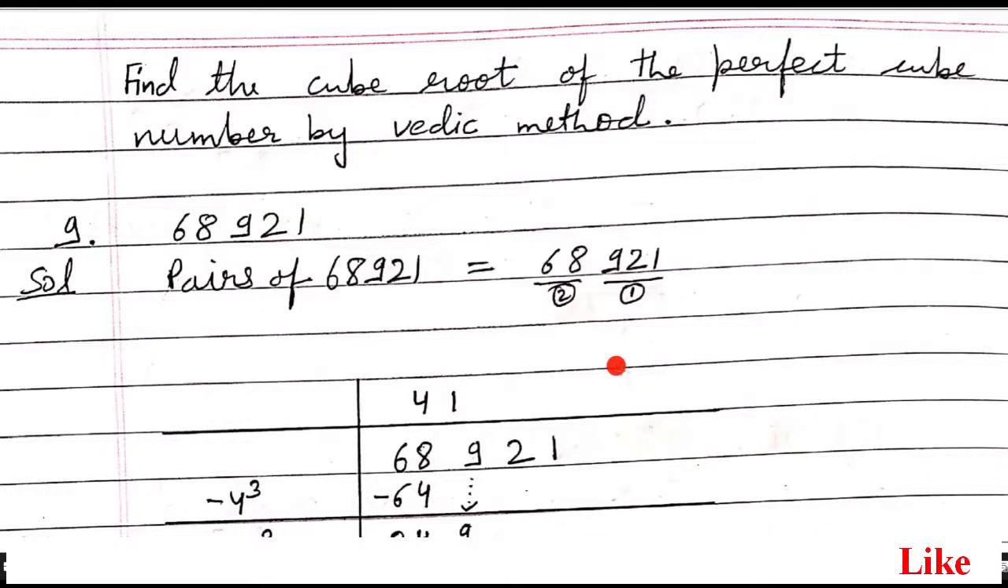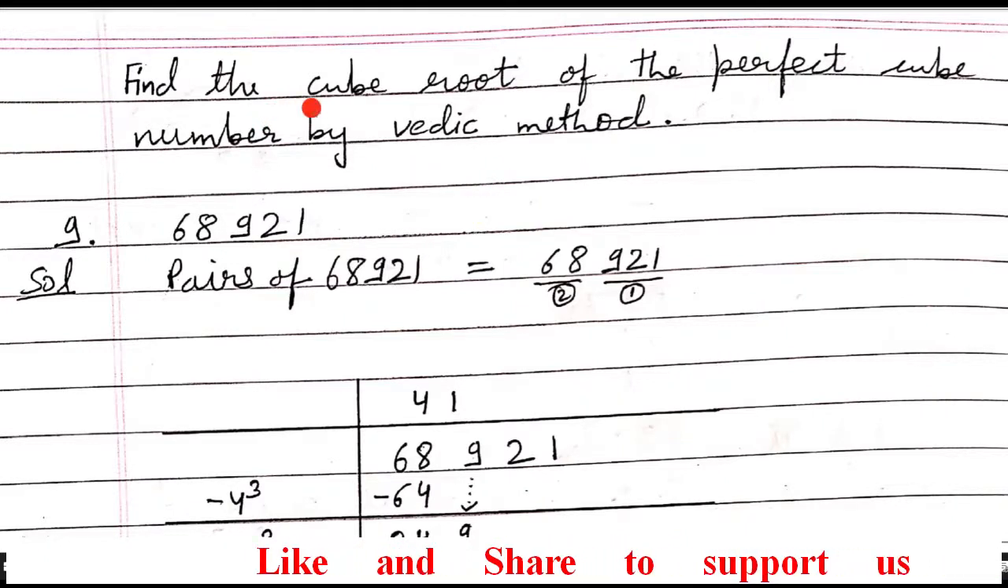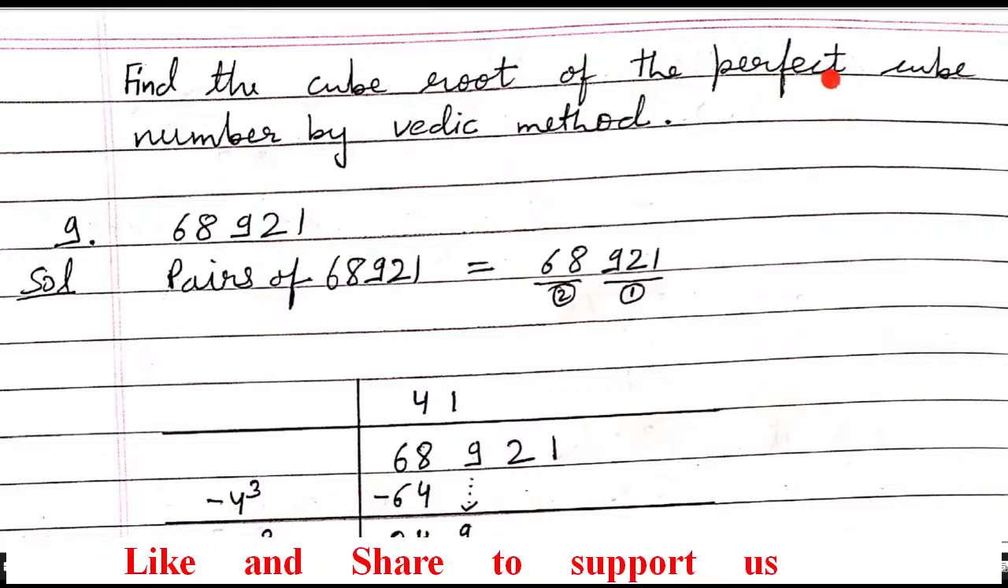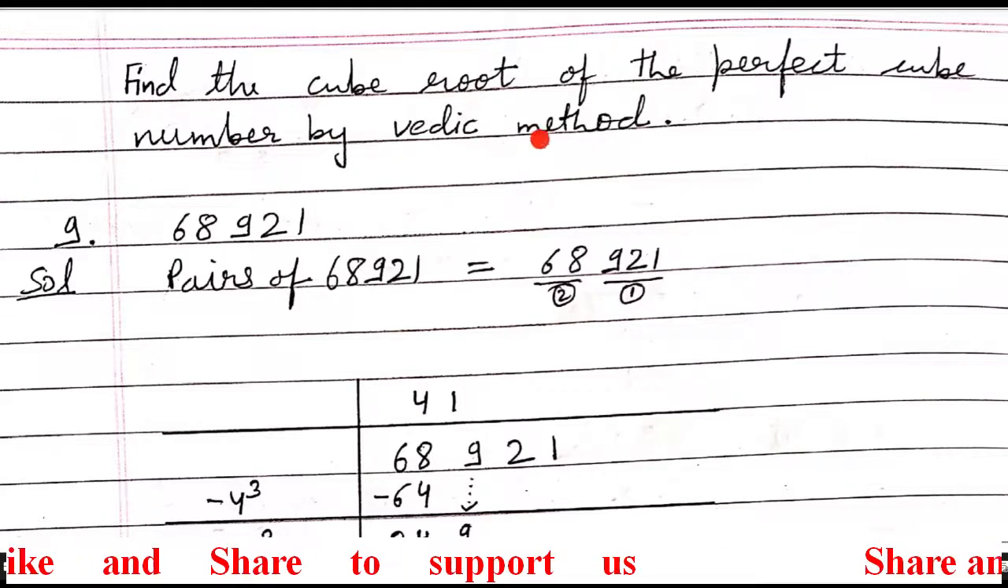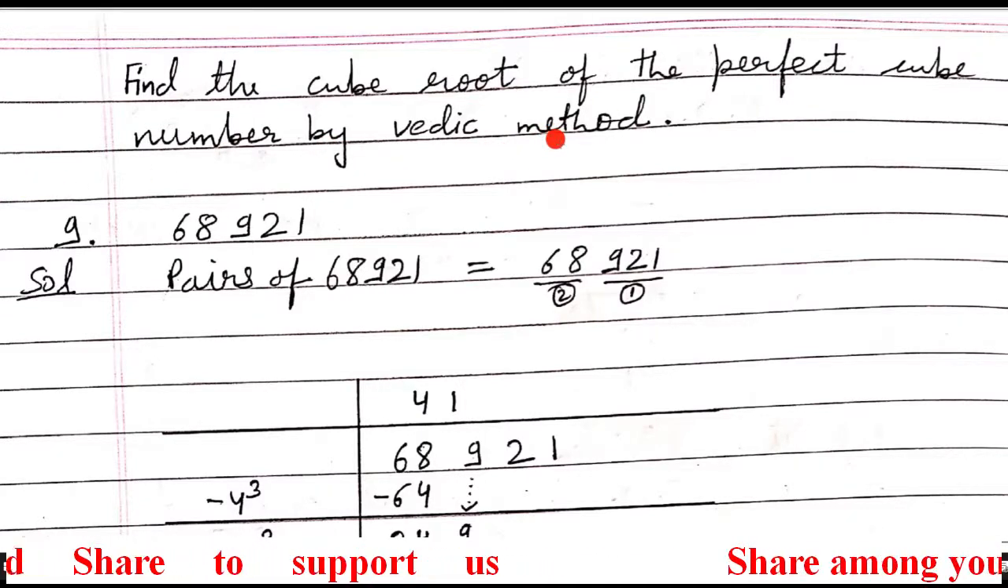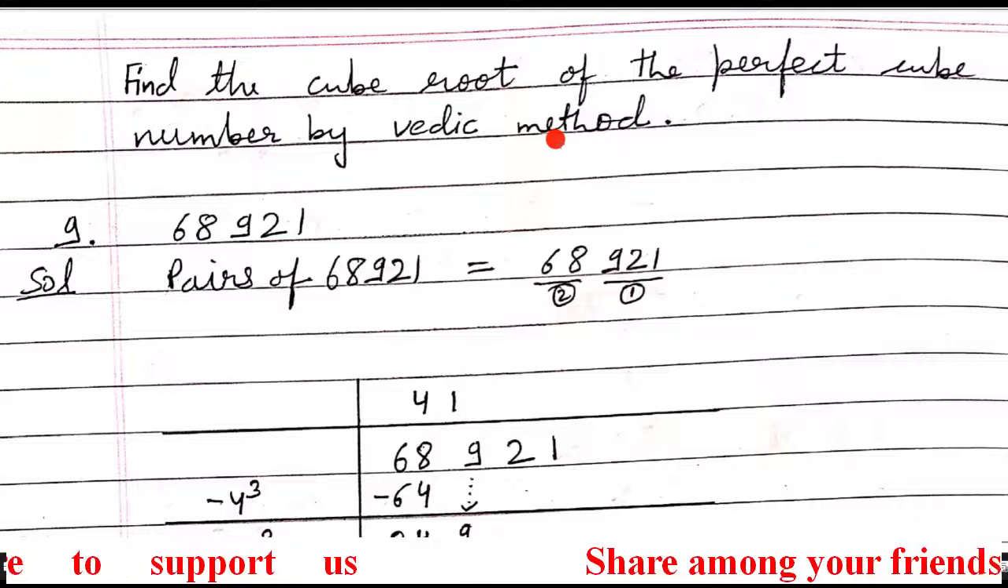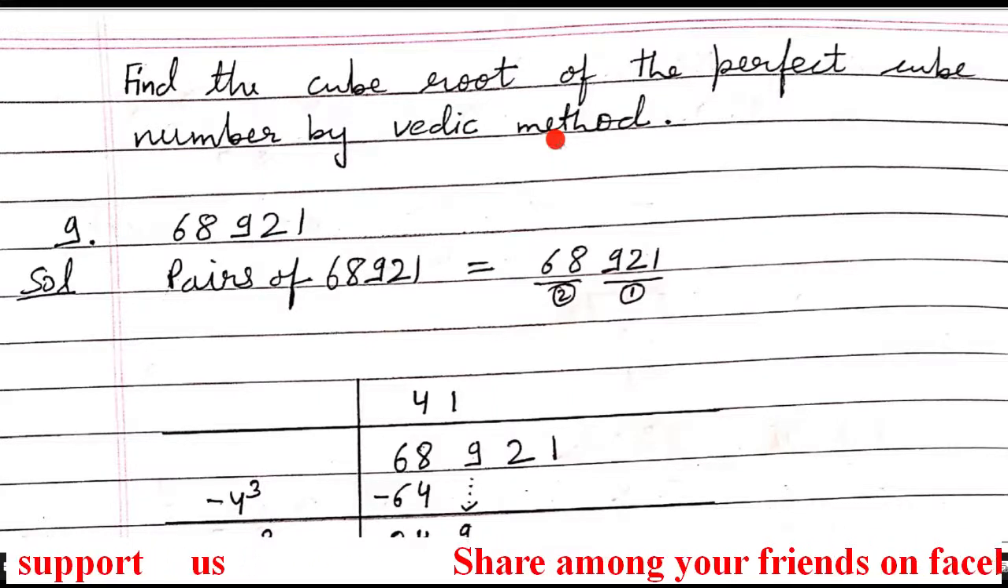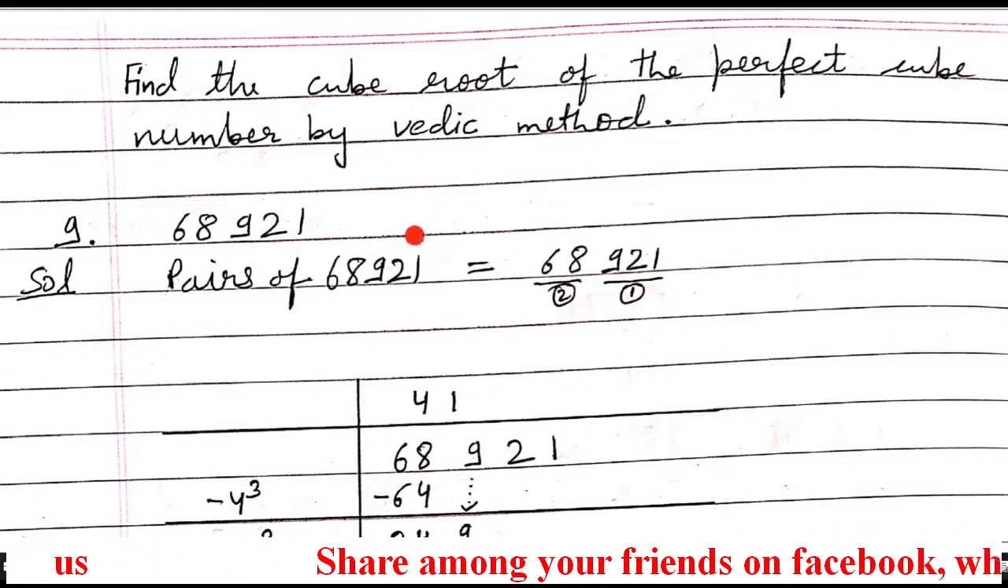Hello everyone, I am going to explain question number 9, 10 and 11 from exercise 1.3 from class 10. In these questions we are going to learn to find the cube root of a perfect cube number by the Vedic method. So we are going to understand the Vedic method to find the cube root of numbers. We'll start with question number 9.